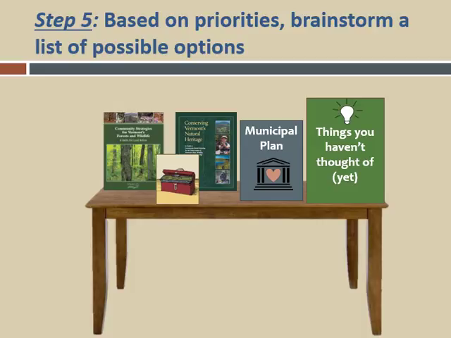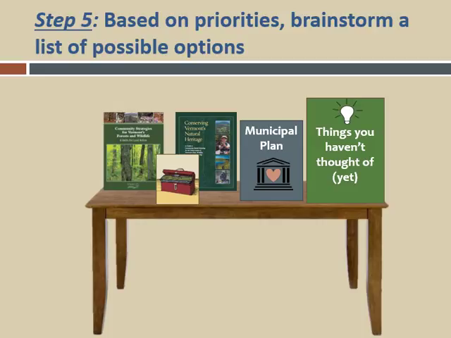When you create this list of possible actions, we recommend putting everything on the table that could possibly help you address your community's natural resource priorities. Even if you don't think something is likely to fly in your town or you don't think it's the best option, we suggest just putting it on the table now, putting it on that list, and you can always weed through this list later on.